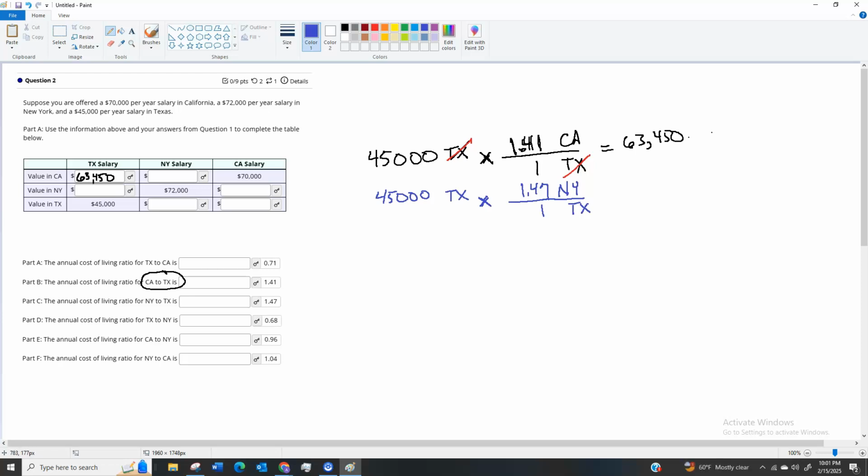And we multiply, the Texases cancel out, and we get that equal to... You see what that comes out to be. So that's 45,000 times 1.47. It's not going to be that much different than California, because if you remember, California and New York had very close to the same cost of living. So this comes out to be 66,150.